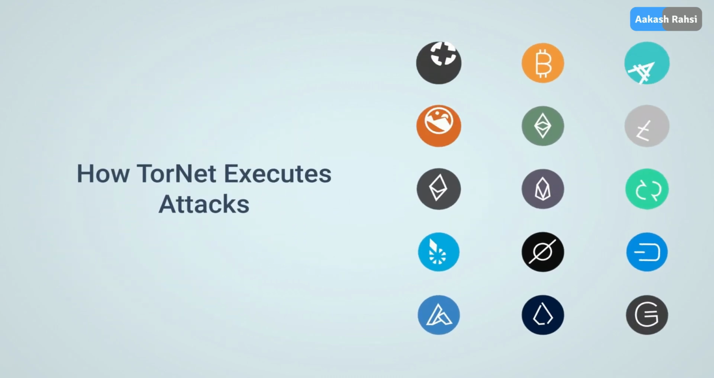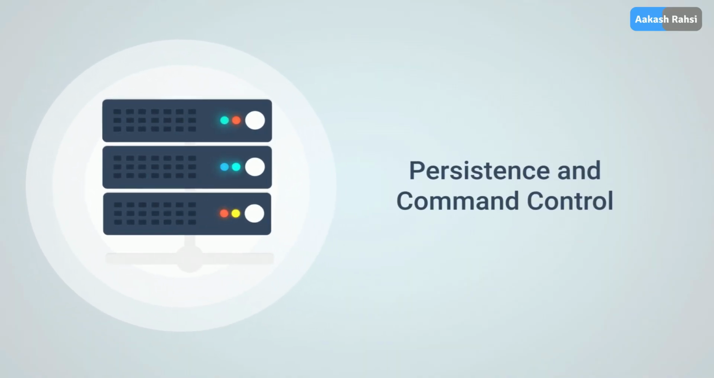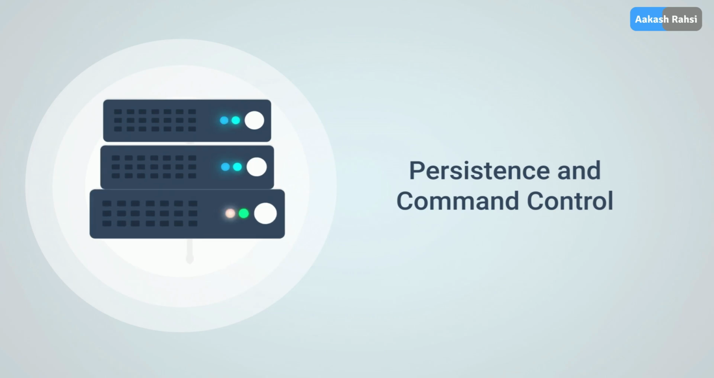Examples of attack flow include phishing emails that trick victims and PureCrypter, which decrypts payloads to execute TorNet. TorNet ensures persistence through scheduled tasks and connects to C2 servers for updates, all while remaining anonymous.